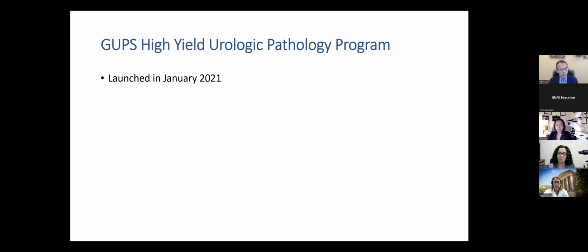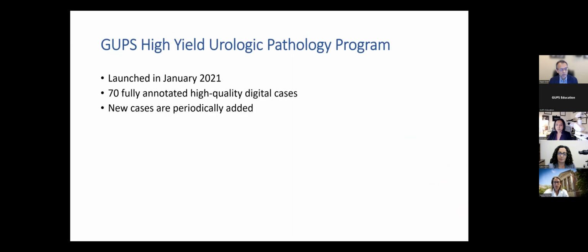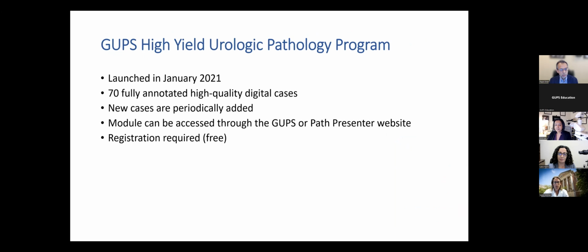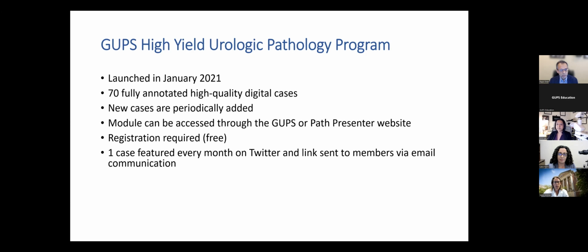So this program was launched in January of 2021. It has now about 70 fully annotated high-quality digital cases ready for your learning. New cases are periodically added. The module can be accessed through the GUPS or PathPresenter website. You require registration and login, but most importantly, this resource is free for all. We also feature 1 case every month through our social media Twitter platform, and also send the link to all members via email communication.